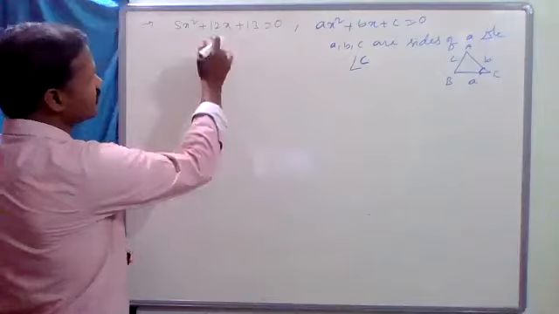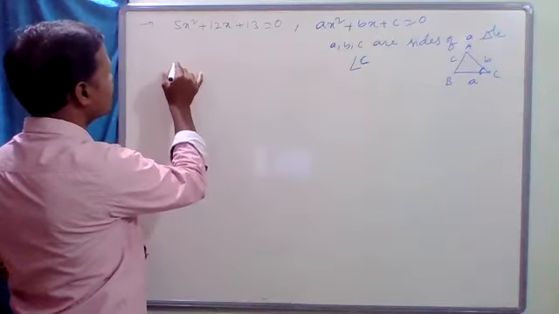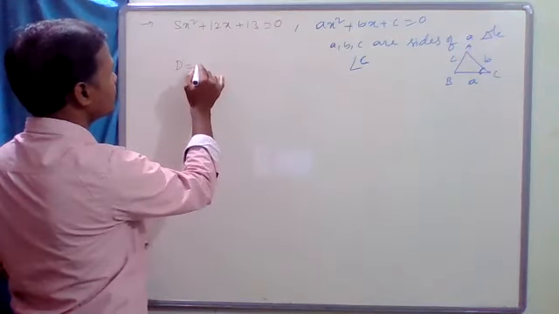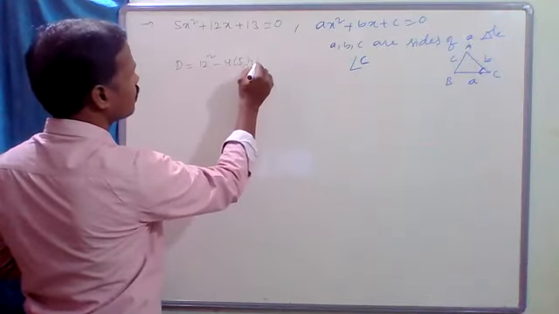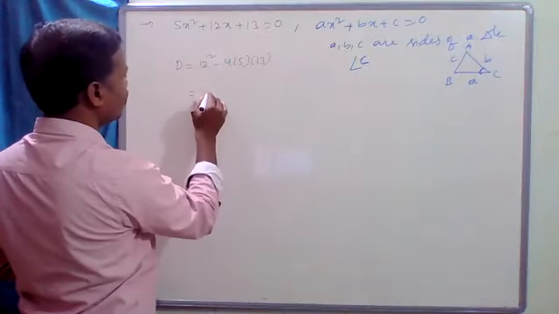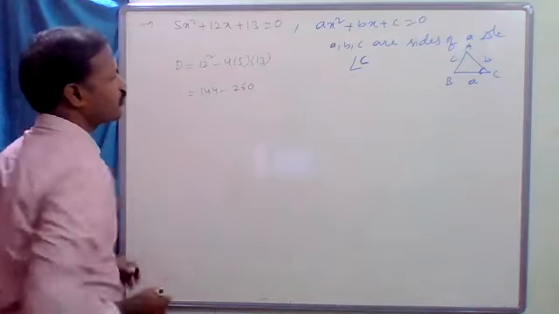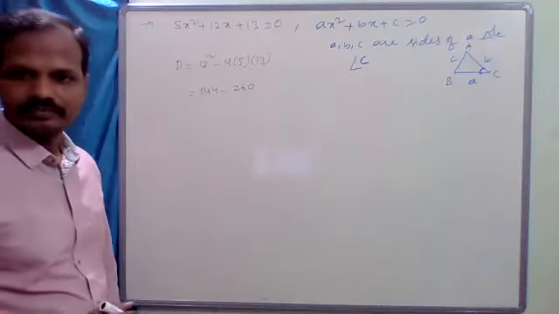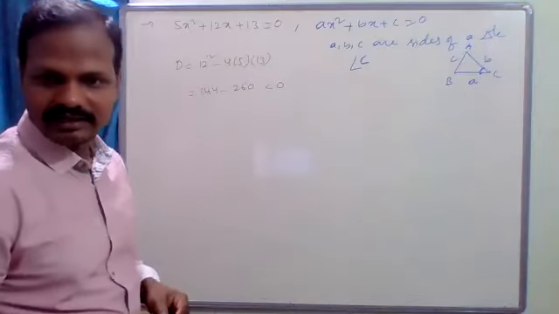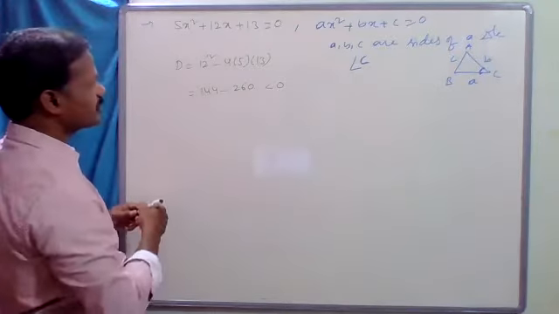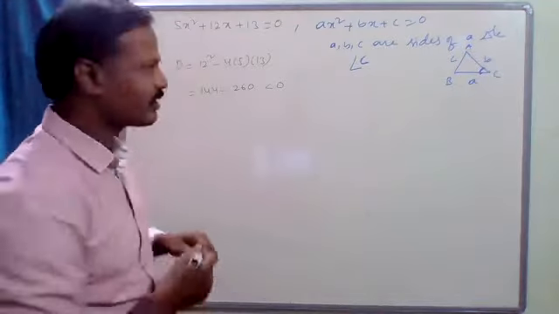Okay, observe the equation like the previous problem. So here, what is the discriminant? Discriminant equal to b square, that is 12 square minus 4ac. So 144 minus 260, which is less than 0. Okay? So discriminant less than 0 means both roots are imaginary, and obviously both roots are common.